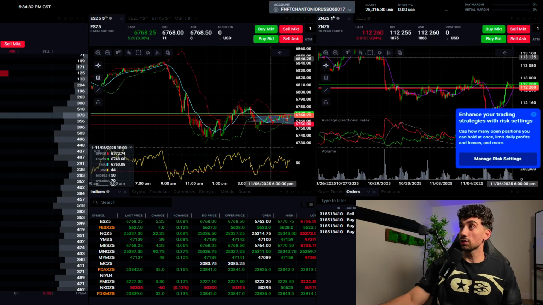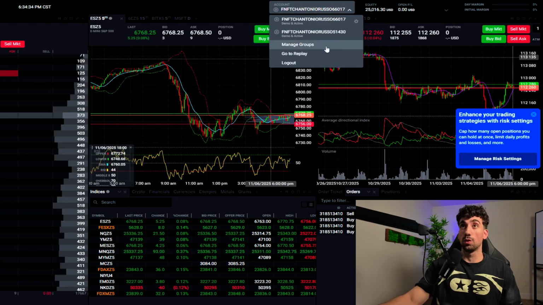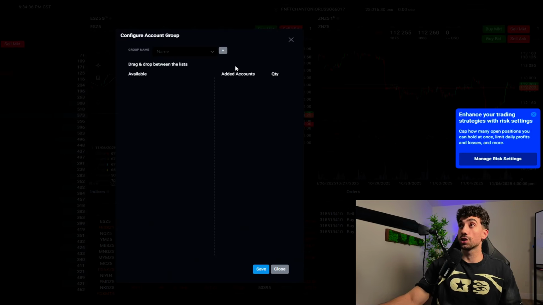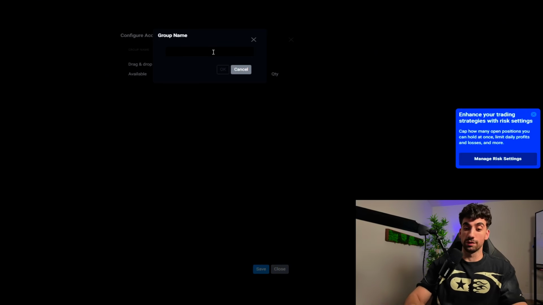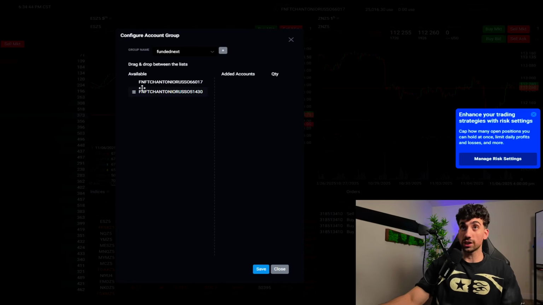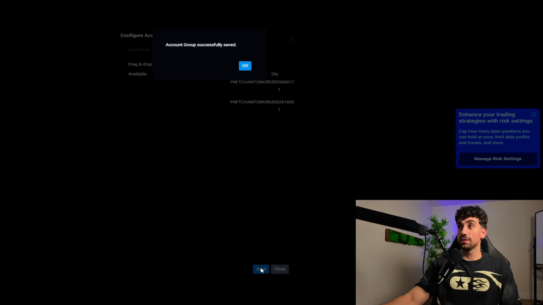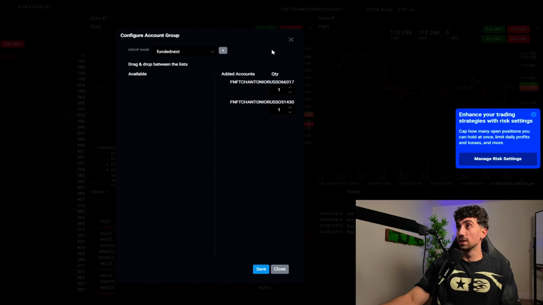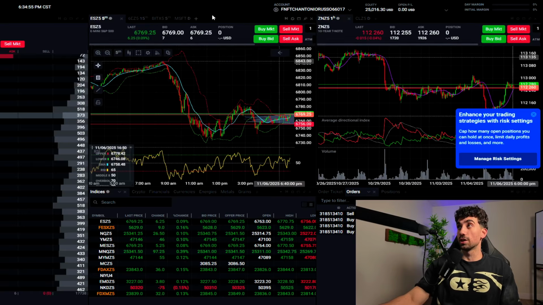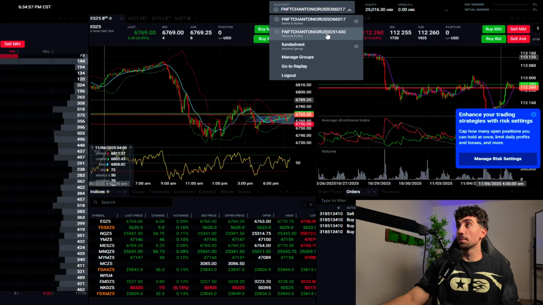All right, so you're going to click on your account right here at the top. You're going to see all your accounts. You're going to click on Manage Groups. After you click on Manage Groups, you're going to create one. We're going to call this the FundedNext group. Press OK, and then you'll see all your accounts. It's very simple. Drag them, put them here. Drag them, put them here. That's it. You click on Save. Account group successfully saved. And then you are done and you can close. And now you can trade on your FundedNext account group.